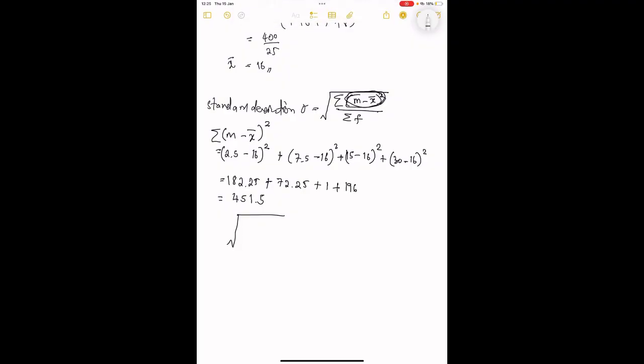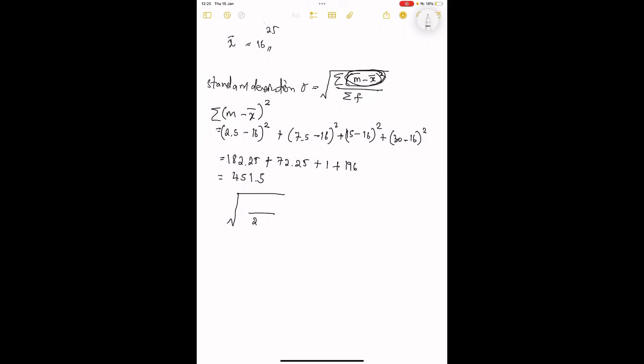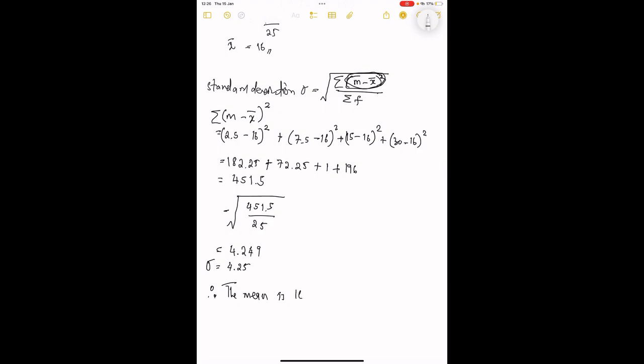We know the total of frequency, which is 25, and 451.5 over 25 gives 4.249, so 4.25. This is the standard deviation. Therefore, the mean is 16 and the standard deviation is 4.25.